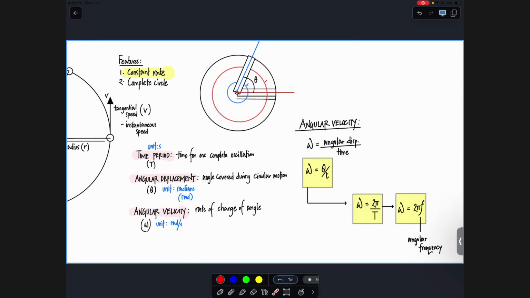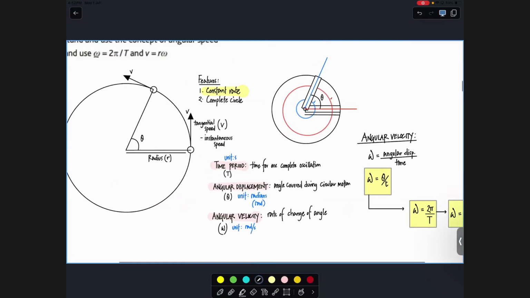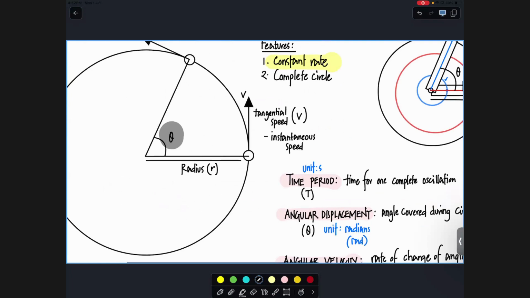And to define circle and circular motion, we have three quantities out there. In total, four are techno-coordinate. So you have time period, which is the time taken for one complete oscillation. You have angular displacement. Angular displacement essentially is this. That, okay? So this is your angular displacement.